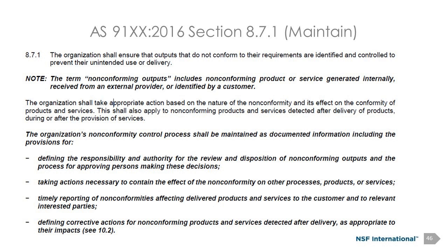8.7.1, so there is a required maintain documented information item here. So it says the nonconformity control process shall be maintained as documented information, including defining the responsibility and authority for the review and disposition, taking actions, timely reporting, defining corrective actions. So we're going to have a process or a documented procedure, whatever terminology we want to use. We need documented information maintained to describe what we're going to do when something goes wrong on the product and service side.